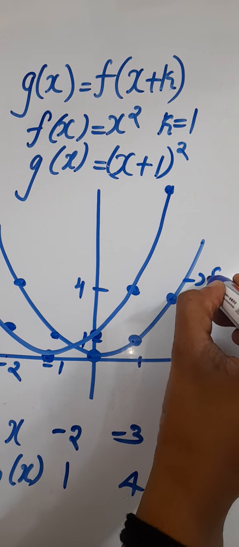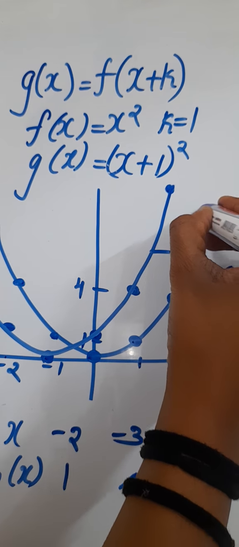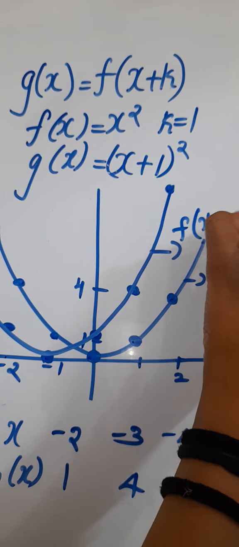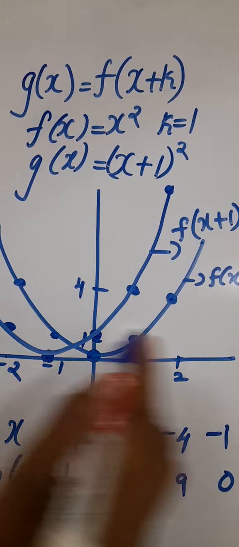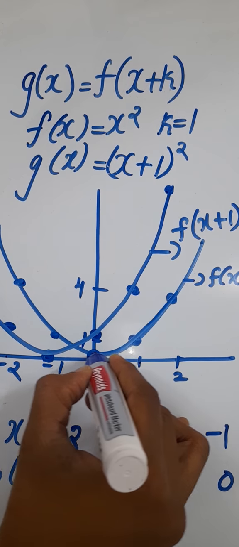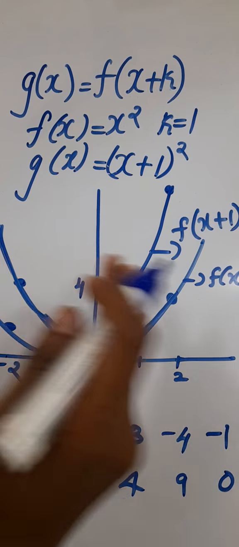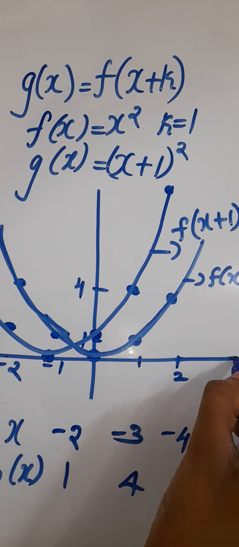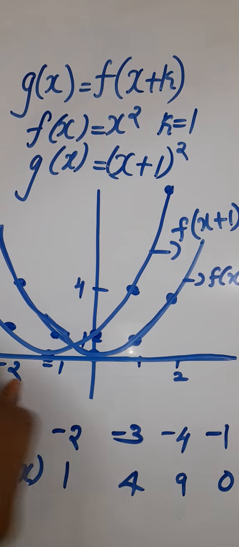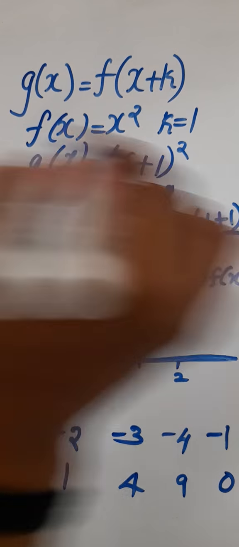This is the function f of x, and this is the function f of x plus 1. See the shift. The parent function f of x is shifted, translated horizontally. So you can clearly see it got translated horizontally to the left side by 1 unit.